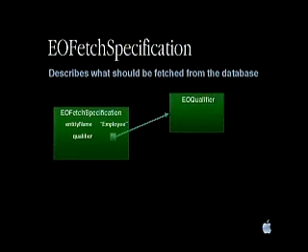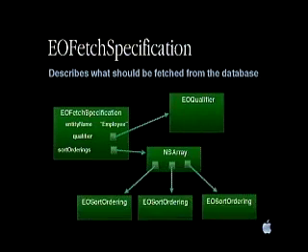The next thing is something called a qualifier, which is just a description. It's basically an OO description of the criteria of what we're looking for. And then finally, an array of sort orderings. And sort orderings always travel in a pack. You never find a lone one. They're always together in an array. And they determine what we're going to sort on.